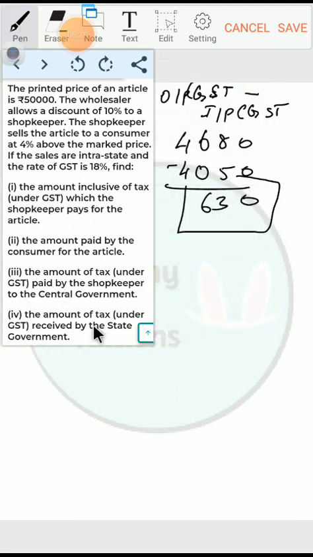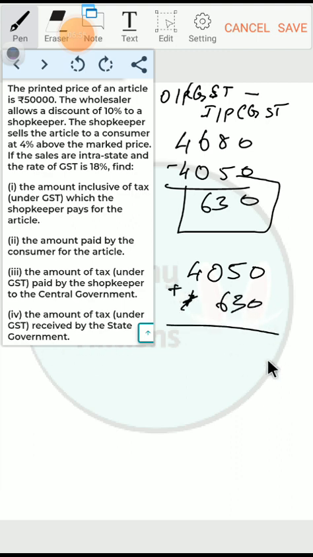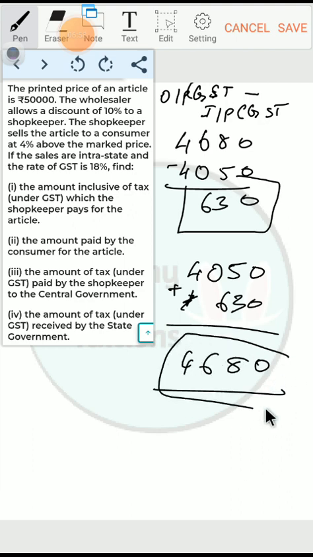And the last one, the amount of tax received by the state government, which is SGST paid by the wholesaler plus SGST paid by the shopkeeper. They are asking how much the state government has received, so we need to add. SGST paid by the wholesaler is 4,050, and similarly the shopkeeper has paid 630. So total received is 4,680. The amount of tax received by the state government is 4,680. Thank you.